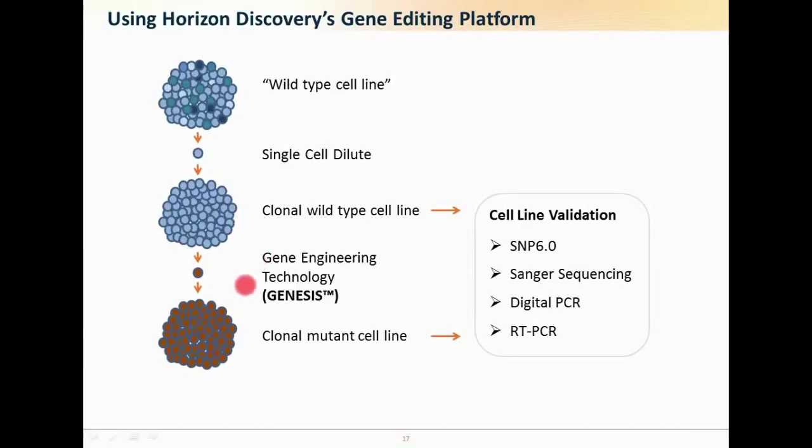We then take that and use our Genesis gene editing technology to generate our clonal mutant cell line. Once we've generated this, you would again go through a single-cell dilution step to ensure that the mutant cell line is clonal. And at both these steps, these cell lines go through full cell line validation.